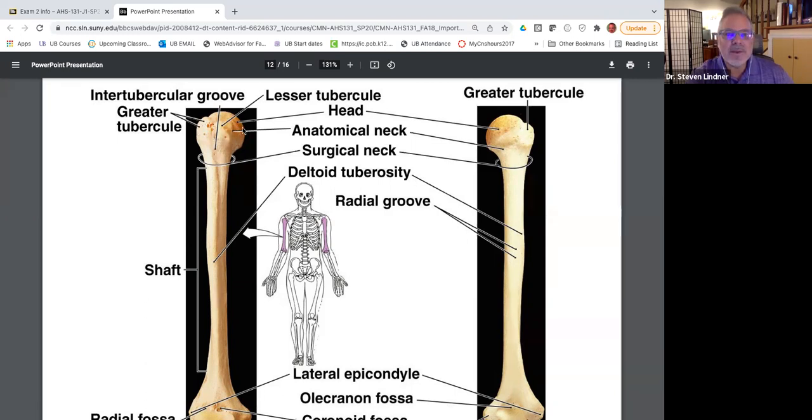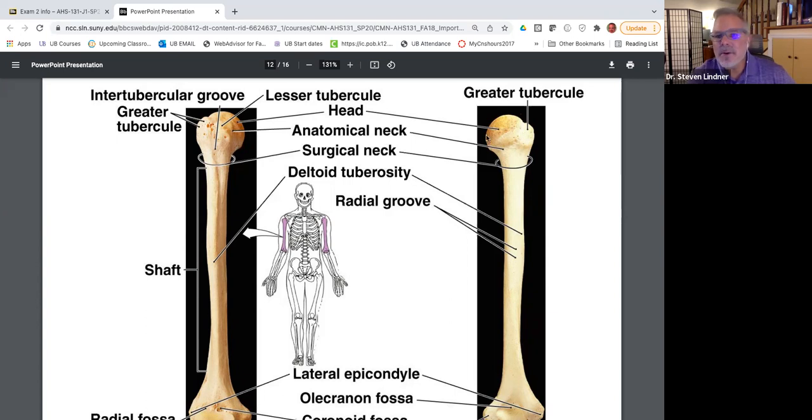Here is the head of the humerus. Here is the head. And then there's the anatomical neck, just distal to it, the anatomical neck. And then here's the surgical neck. Why is it called the surgical neck? It's the surgical neck because that's where most surgeries are taking place if there's fractures right here at the surgical neck.